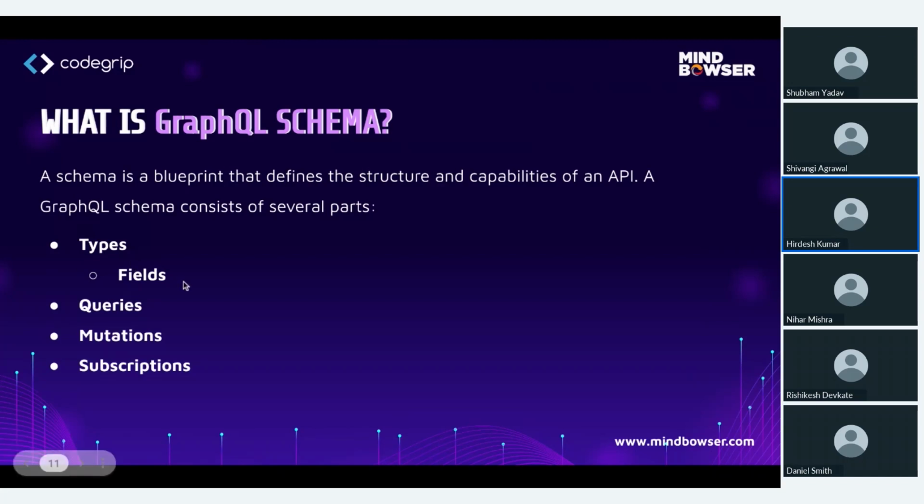So fields are like single values. Let's say the name of the user is a field, and the username of a user is a field. Then for the schema we have queries. Whenever we are talking about retrieval, for that we require queries. Queries define the operations that can be performed to retrieve data from the GraphQL API. Data retrieval is a kind of GET request, the same as we have GET requests in REST APIs.